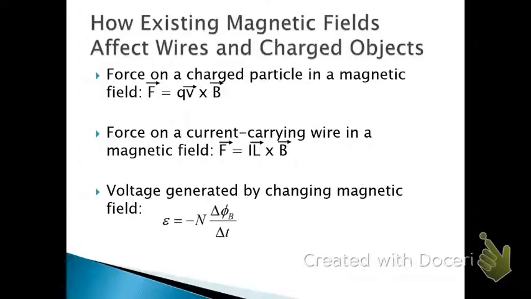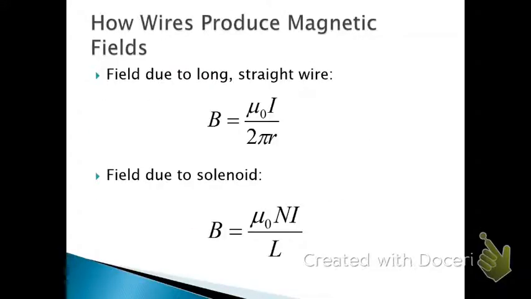So that's if I already have a magnetic field, how other things are affected by it. Now, how wires produce magnetic fields that can then go on and affect other things. If it's a long straight wire, B equals mu naught I over 2 pi r. And if it's a solenoid, B equals mu naught N I over L.